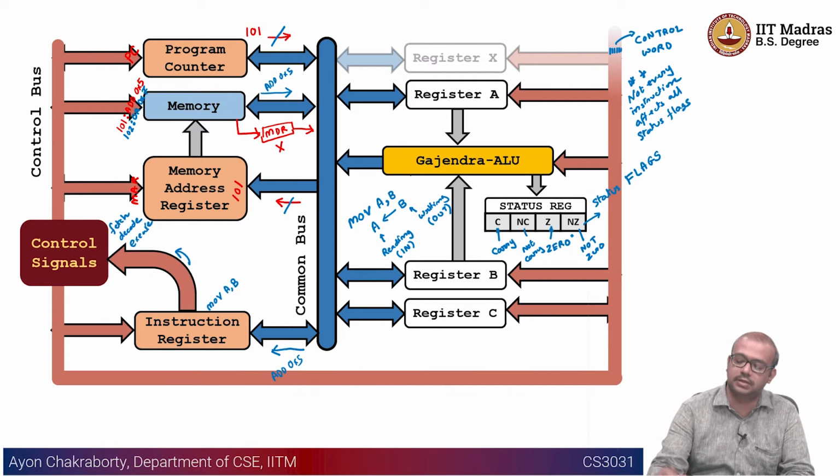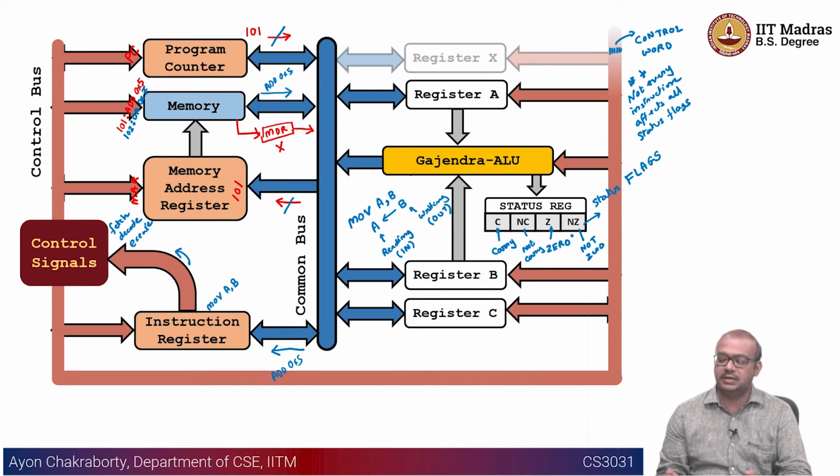Okay, so you can always think of C and NC to be complements of each other, and Z and NZ are complements of each other. For every instruction, the instruction set manual tells you whether it is going to affect a specific flag or not. Okay, so this is about the status flags.